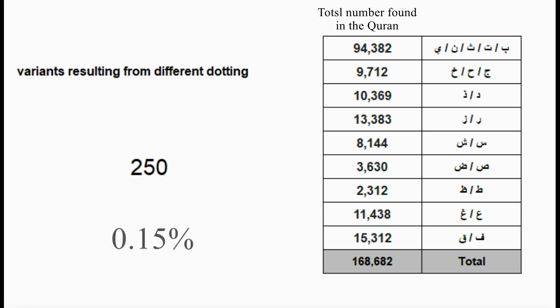That's 0.15%. That's how big was the problem for early Muslims.